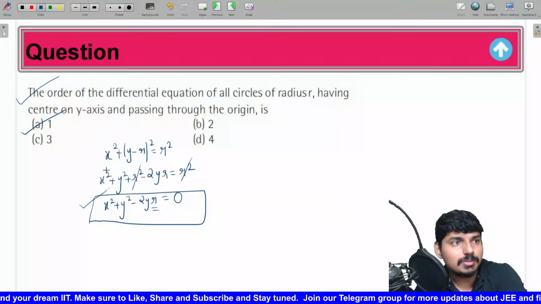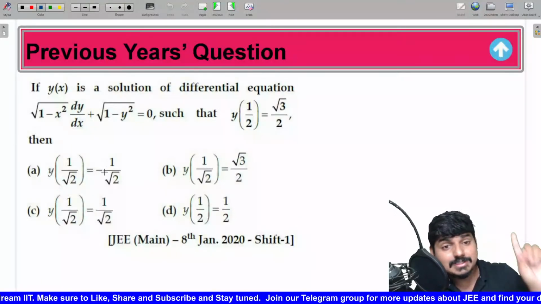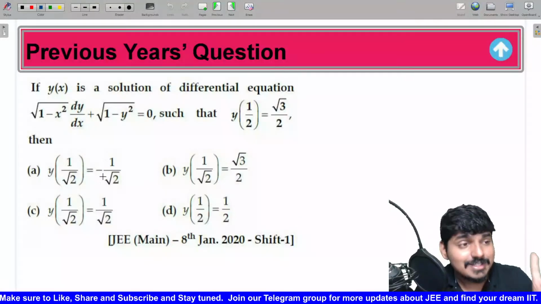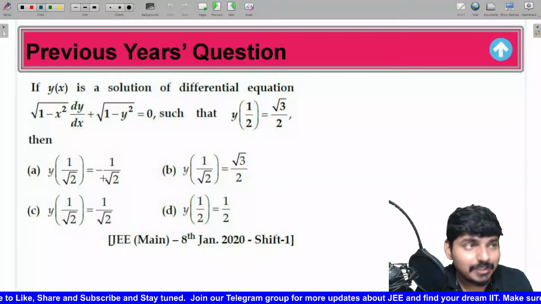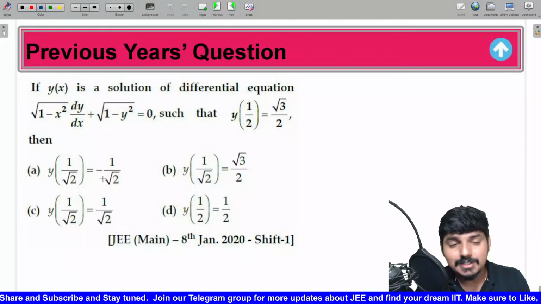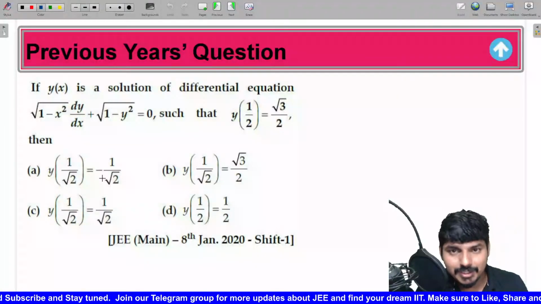Now let me do another question for you guys. This is the previous year question, JEE Main 2020 May. This question was asked. So let me do this question very quickly for you.